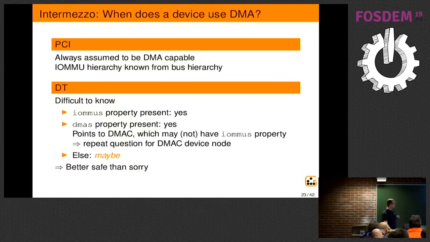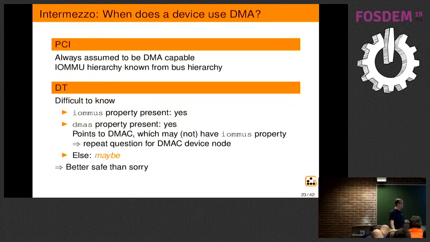If none of these is present, then it's not safe to assume that the device doesn't do DMA. Perhaps it's a device that is not connected to an I/O MMU, and then it's unsafe to use from a guest. Or perhaps I/O MMU support is not yet enabled for that device in the device tree. That's also a problem. So better safe than sorry.